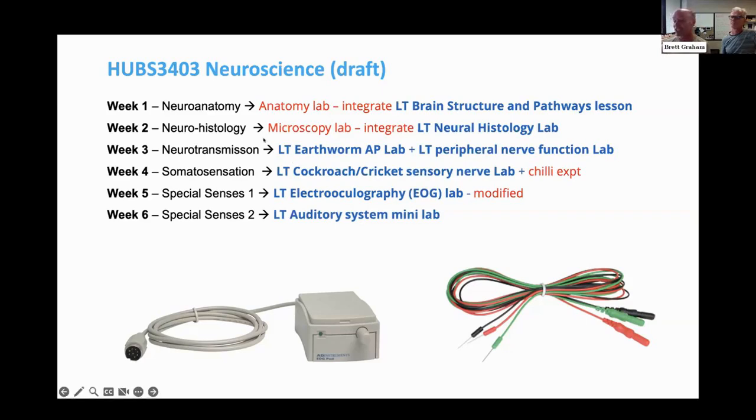Week 2 is then moving into the cellular anatomy. So they're in that microscopy lab, which Alan runs, actually. And so we note that there is a neural histology learning module within LT. And so one option that we're considering, again, maybe naively, is how we might marry that with what Alan does. Al, you might like to say a few words about what they do in that.